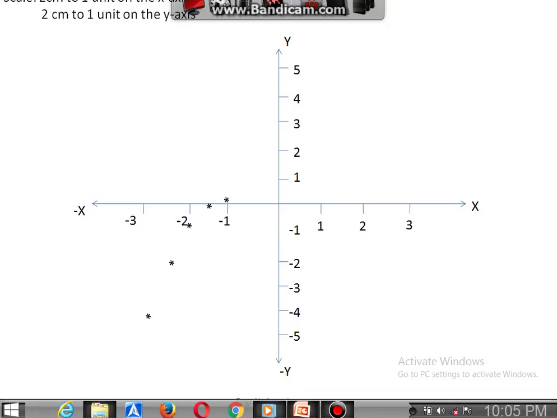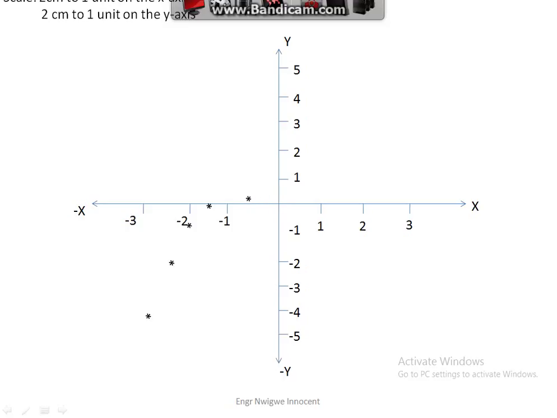The y-axis is now positive, then 0.2 is almost insignificant. So we now trace it where the two meet. We now mark an asterisk to locate the position of that point. Then we go back to the table.